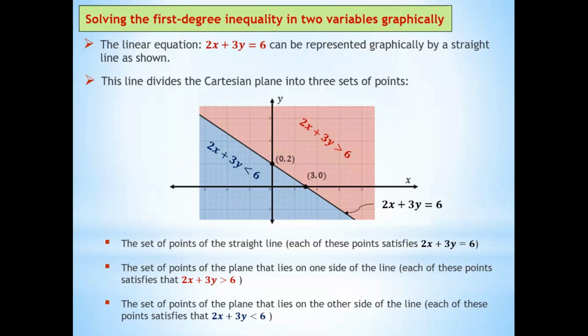What I want to say is the straight line divides the plane into three sets of points: two regions and a line.